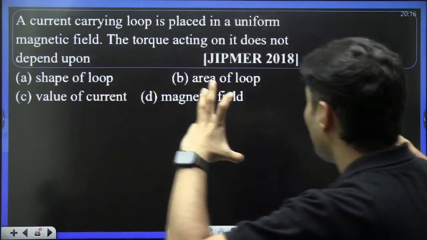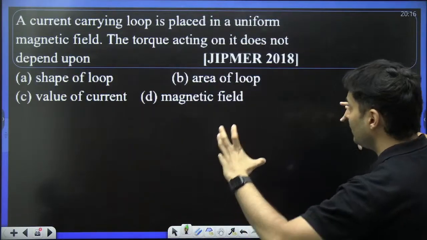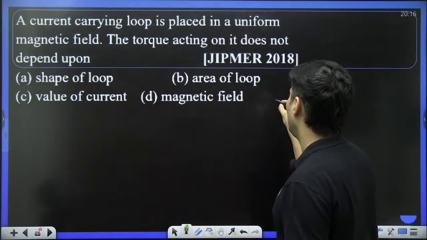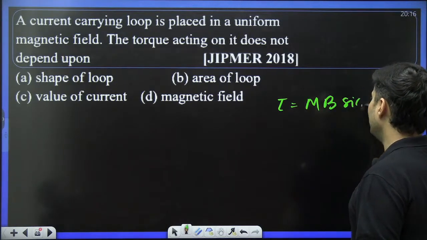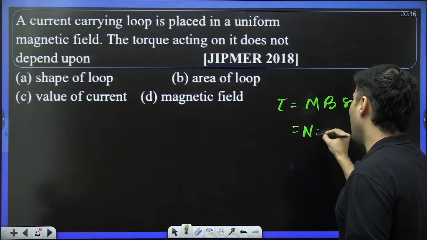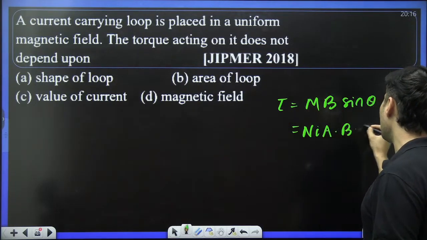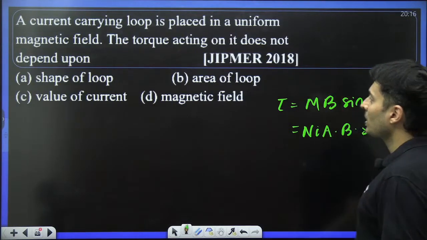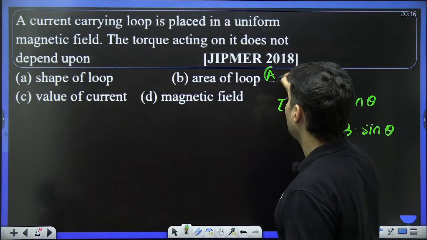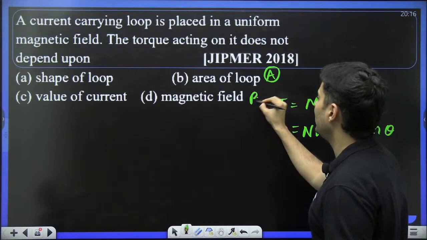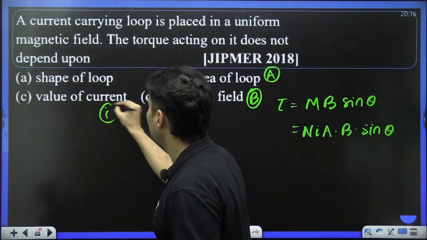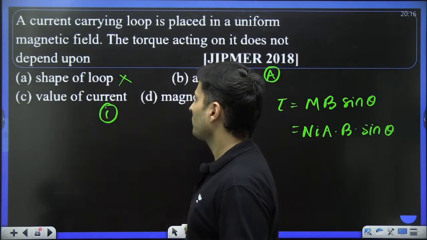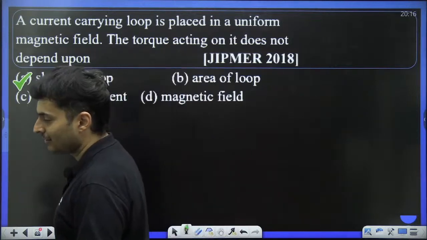There is a loop carrying current in a field. Torque does not depend on. Torque is MB sine theta, so it is NIA into B into sine theta. It depends on the area of the loop. Yes. Magnetic field. Yes. Value of the current. Yes. Shape. No. So answer should be A.